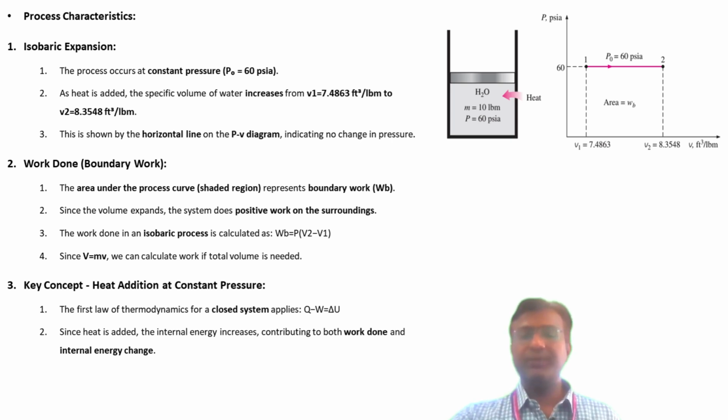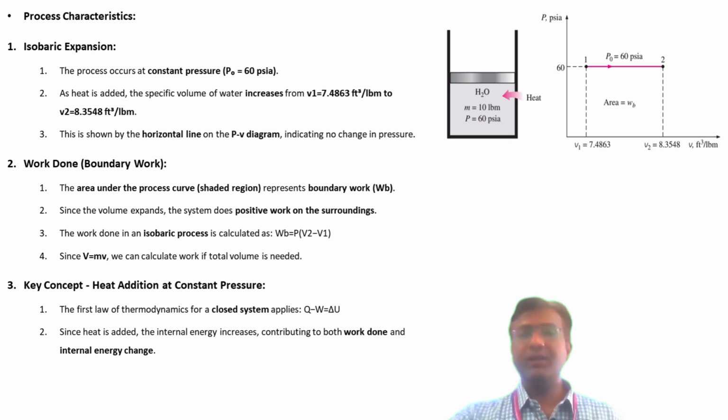Now, if the pressure is going to remain constant, we can see that the volume is going to change. The initial specific volume of the system is 7.49 cubic foot per pound, and the final specific volume is 8.35 cubic foot per pound.